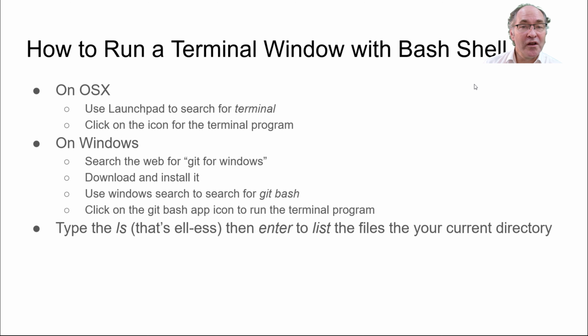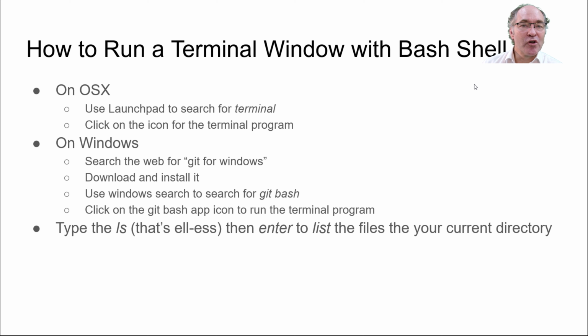And then when you want to run your terminal window, go to the Windows search icon down at the left of your screen, type in git bash, and click on the git bash icon to launch the terminal program on Microsoft Windows.